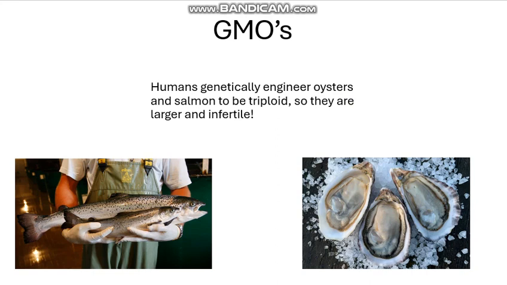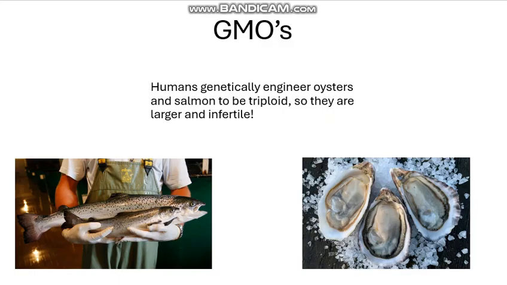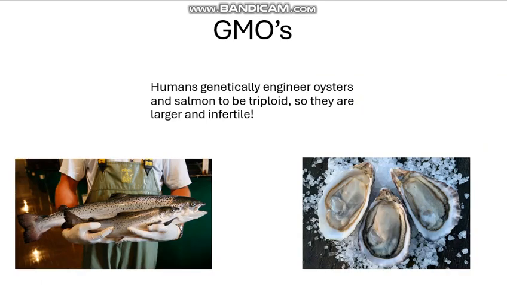Humans genetically engineer oysters and salmon to be triploid for some of these reasons, not only so they're not able to mate, because triploid organisms tend to be infertile, like we said before, but also because of the more DNA from genome duplication. They have 3 copies of each chromosome, whereas a normal individual will only have 2 copies of each chromosome. It requires more DNA in their cells, so they need larger cells.